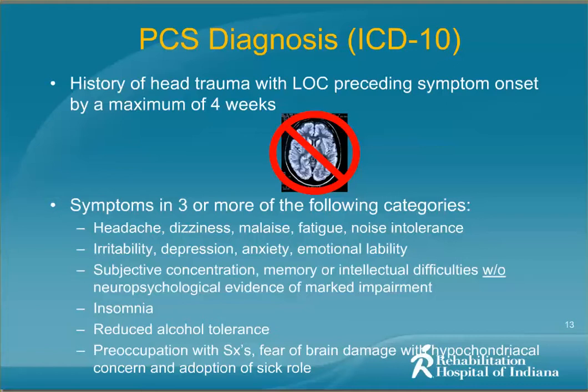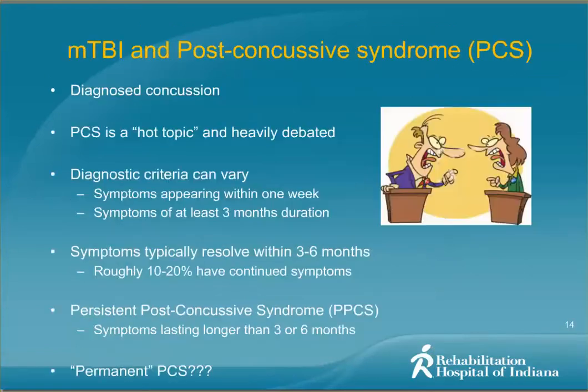Insomnia, reduced alcohol tolerance, and preoccupation with symptoms. So I think of that as just becoming kind of hypersensitive to or hyper alert to the experience of any of these symptoms. Some people would describe it, and here it says it as a hypochondriacal concern and possible adoption of the sick role. Again, you don't have to have neuroimaging findings in order to have this diagnosis.